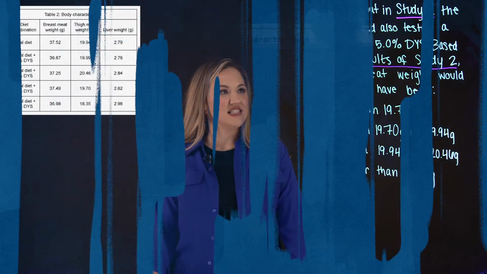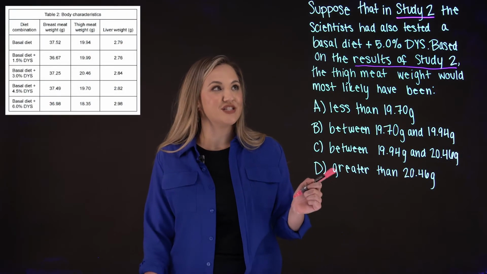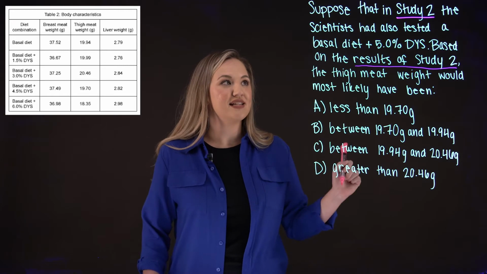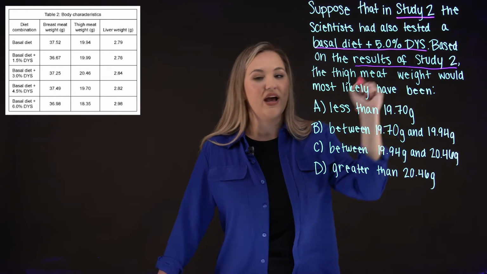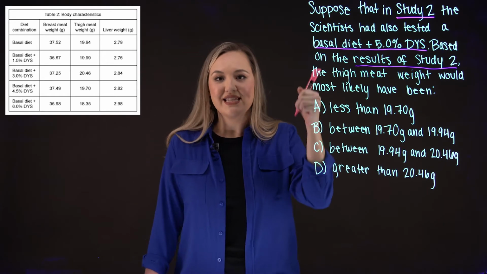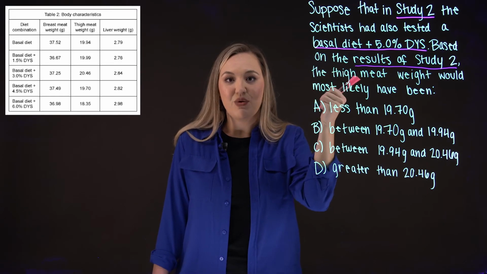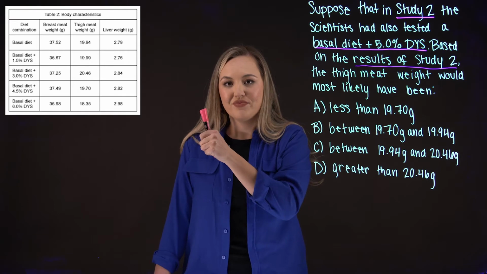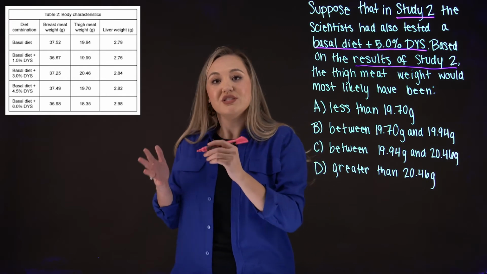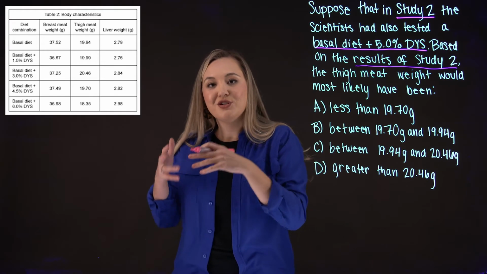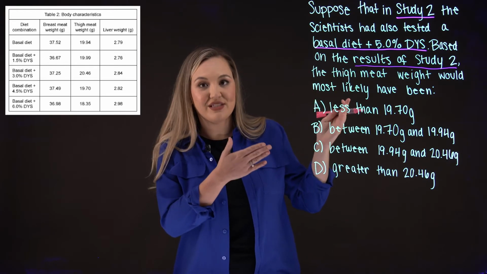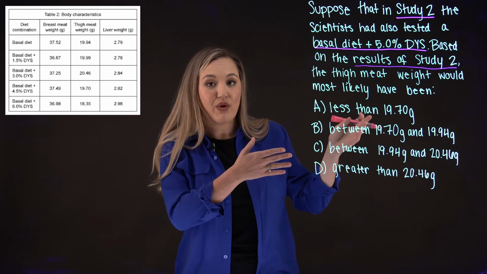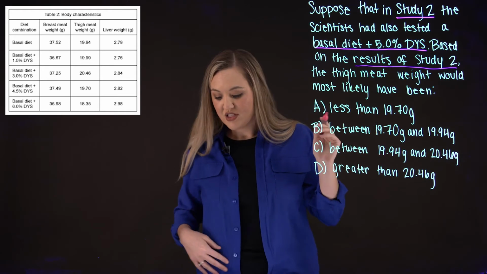So the question says that suppose that in study 2, the scientists had also tested a basal diet plus 5% DYS. Well, notice that basal diet plus 5% DYS is not in our table. However, we can use the data in our table to predict what a quail with a basal diet plus 5% DYS thigh meat weight would actually weigh. So let's take a look.